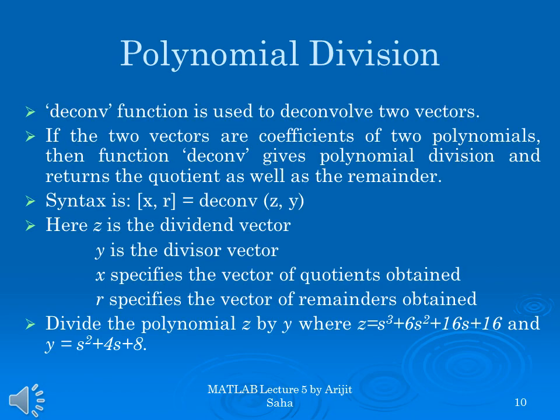Similarly, for division of a polynomial, the deconv function is used. If two vectors are coefficients of two polynomials, then the function deconv gives polynomial division and returns the quotient as well as the remainder. The syntax is simple: [x, r] equal to deconv(z, y). Here z is the dividend vector, y is the divisor vector, x specifies the vector of quotients obtained and r specifies the vector of the remainder obtained.